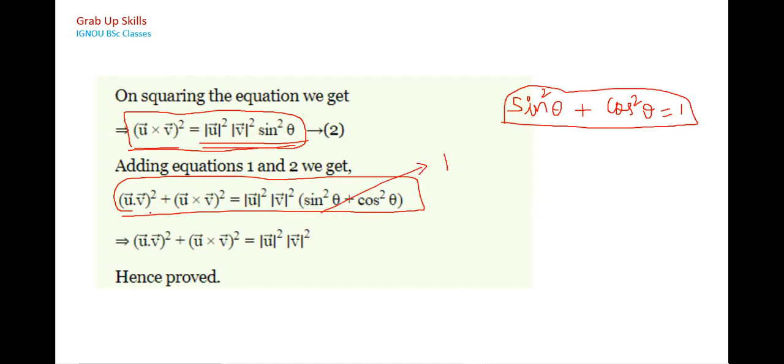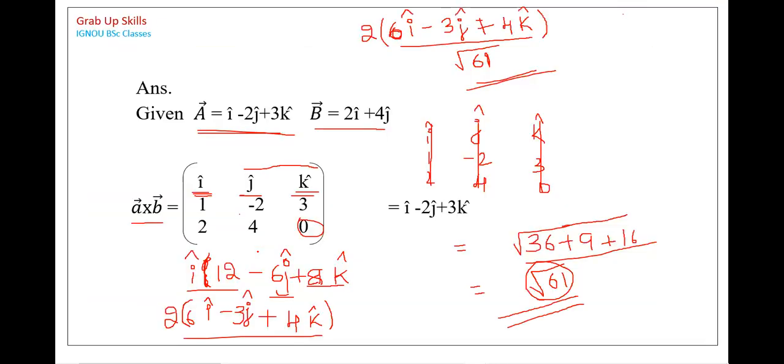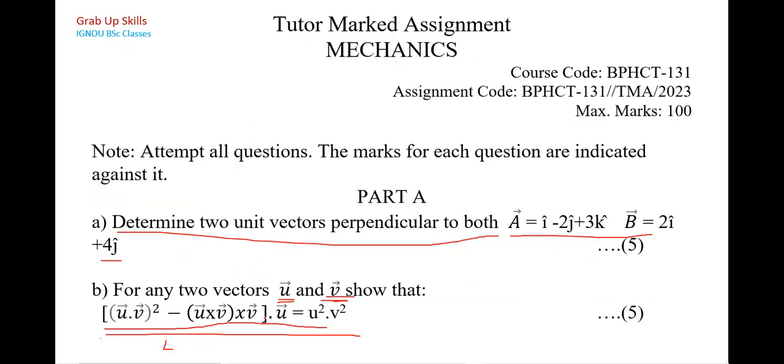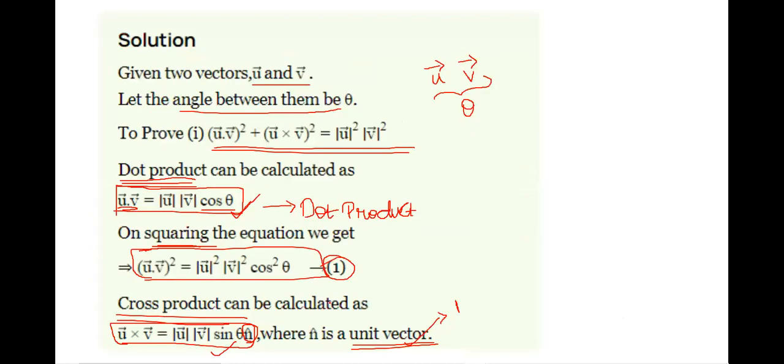Okay, so what we have here is (u vector dot v vector) the whole square plus (u vector cross v vector) the whole square is equal to the magnitude of this. So by considering the LHS, we have proved that the equation is equal to the RHS. I'll show you the question now. Here we have taken this part and shown that it is equal to the RHS, right? So next, we will do vice versa.